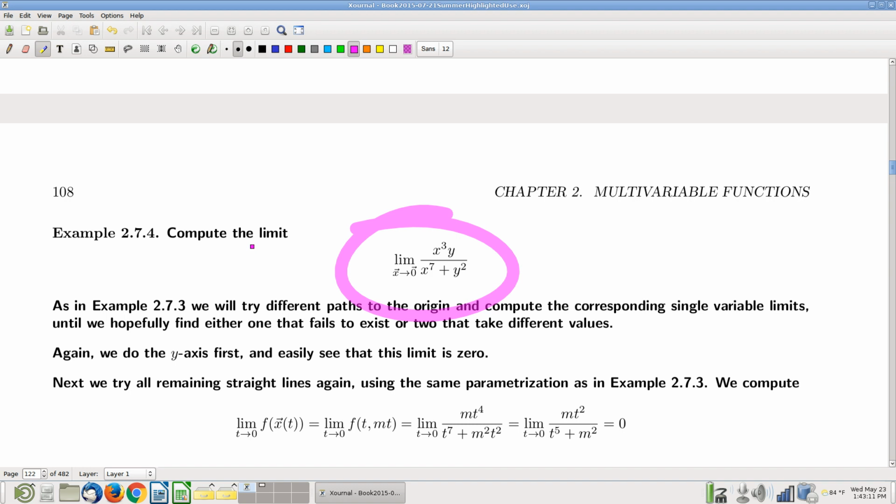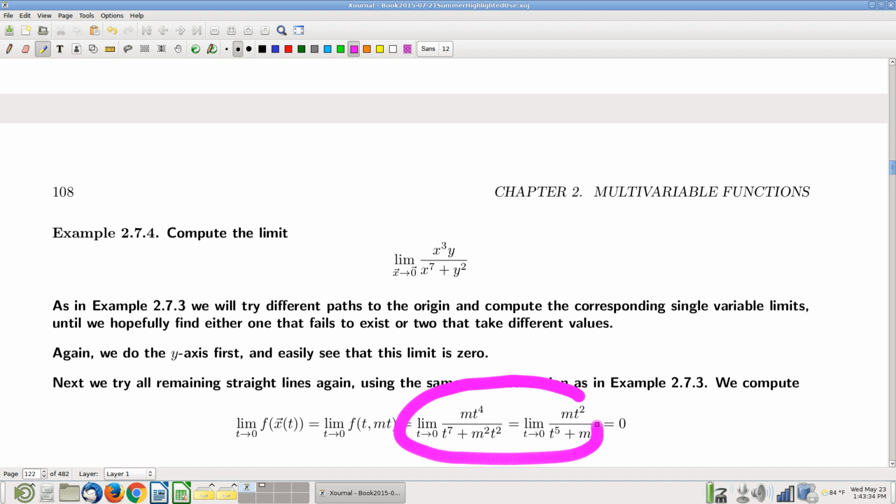So we're going to start doing straight line parameterizations. Same straight lines, y equals mx. Same parameterization, graph parameterization: x is t, y is mt. That does all the straight lines approaching the origin. Plug it in, you get this expression.